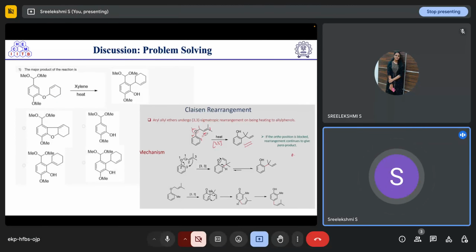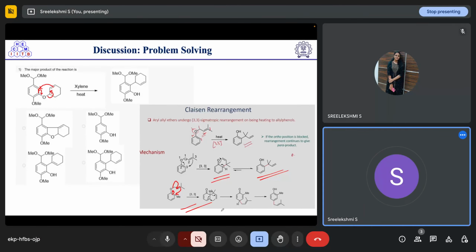The detailed mechanism is here. This will attack, this will shift over here, and this bond is breaking to form this intermediate, which upon rearomatization gives this product. This is another example of the same thing: this group is attacking over the center, then this is coming over here, and this bond is coming over here.